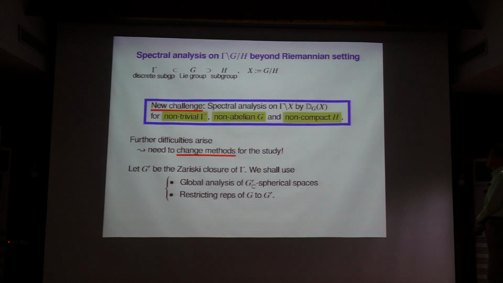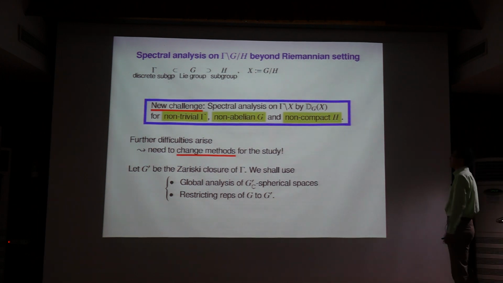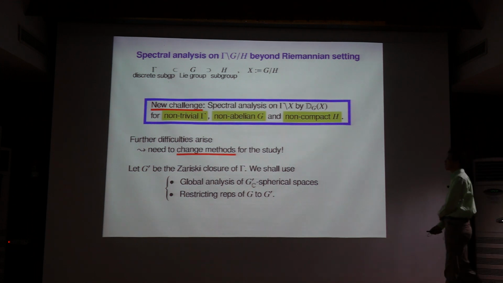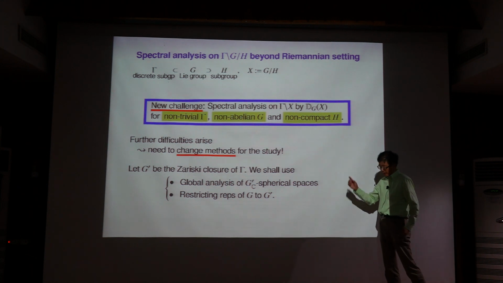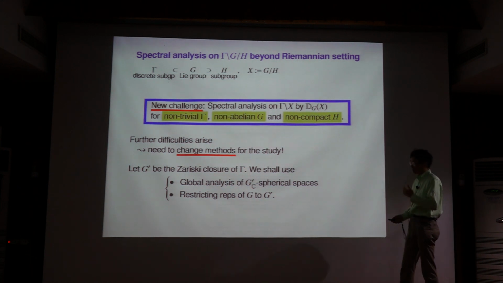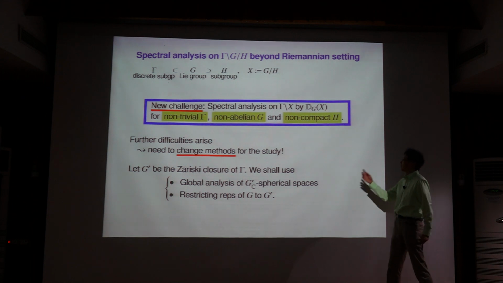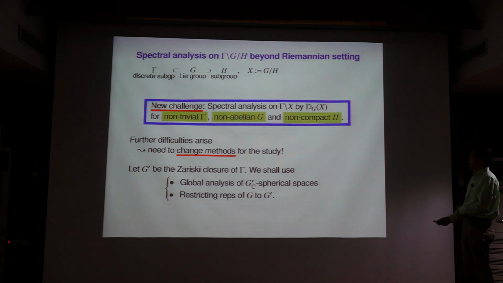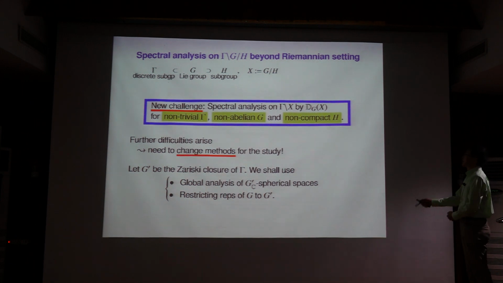Then we need a new method to attack these questions, and the method I'm using is the branching problem from Z to the Zariski closures of these Γ. And actually we shall use two topics that I have explained. Of course, we have to use some global analysis of G mod H in terms of the representation theory of Z. But we also use some representation theory of Z′ on Z′-spherical spaces, and restrictions from Z to Z′. So this is a new ingredient in how we attack these questions.